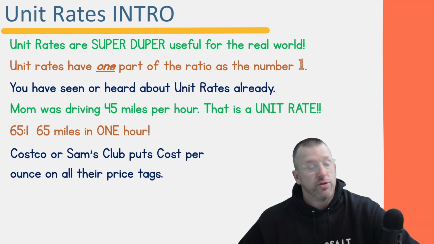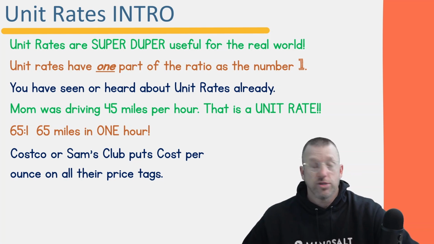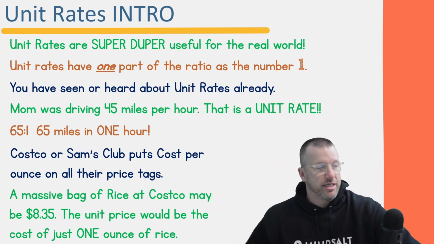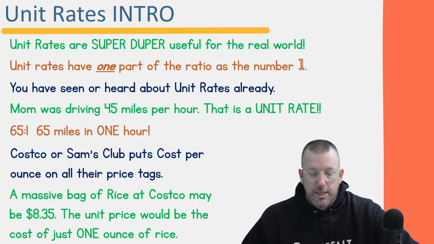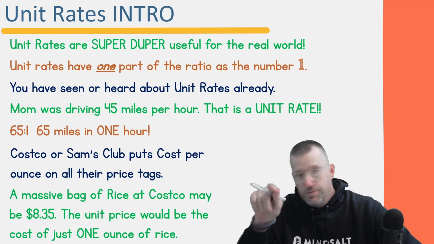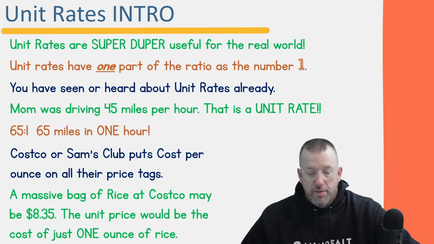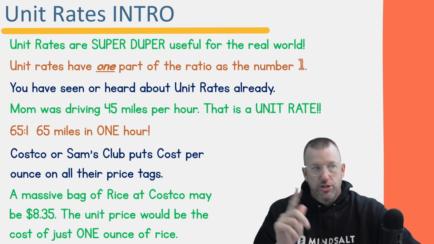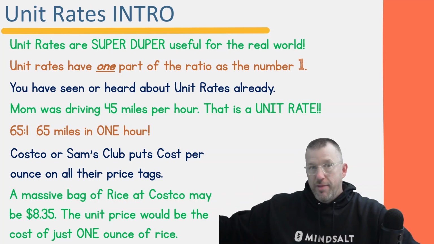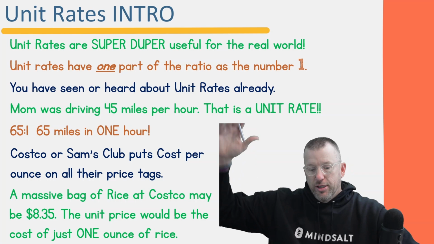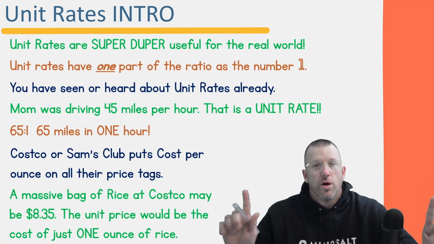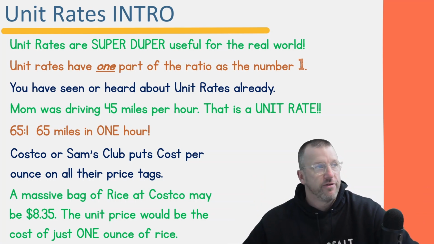Costco and Sam's do this all the time. They put cost per ounce on their price tags. So when you walk by, you'll see this big price, right? You'll see a massive bag of rice, and it may cost $8.35. And you just don't know if that's a good deal or not. So you go look at the price tag down in smaller font, and it'll say the price of just one of those ounces. So then you can get that big bag and say, well, if 1 ounce costs this, and I go get a different bag, different brand, and it's bigger, it has a different price, and you just want to know which one's the better deal. Find out the cost per 1 ounce. So they take them down to the unit rate so you can figure that out.